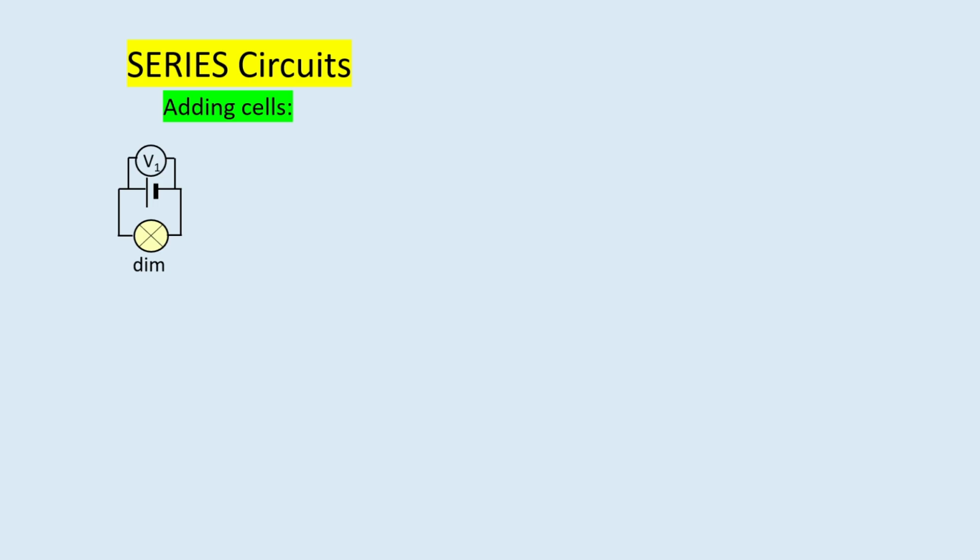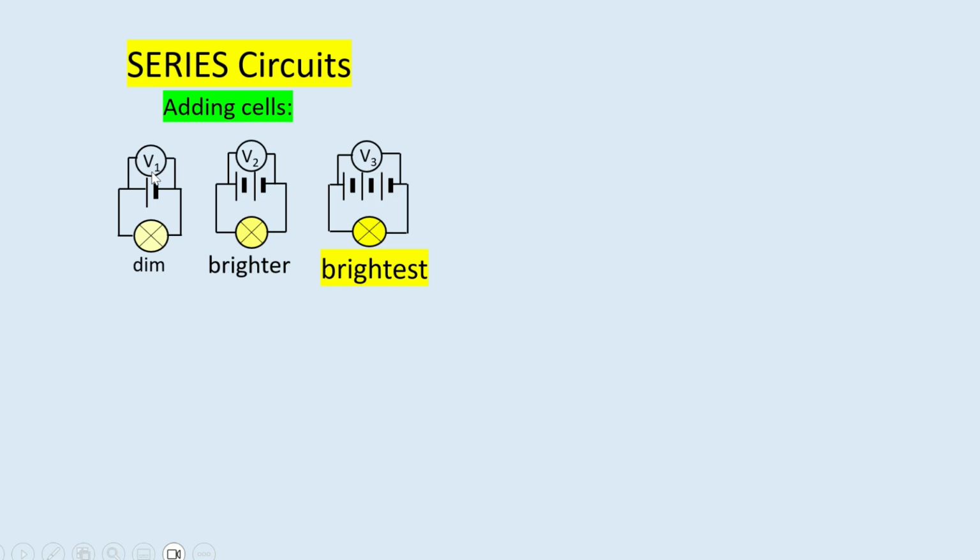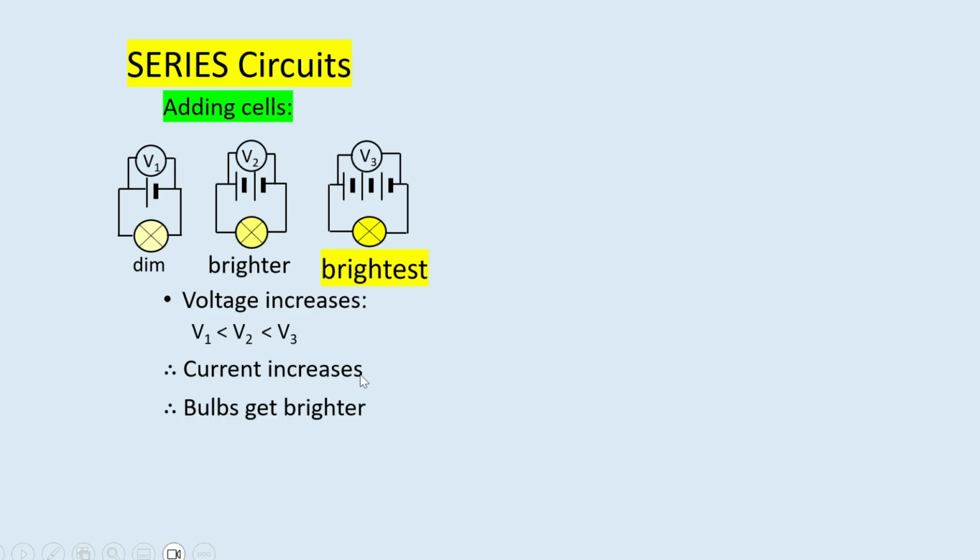So this is now a summary. Adding cells in series, 1, and there's 2, and there's 3, means the bulb gets brighter. The voltage increases, which causes the current to increase, and therefore they are brighter.